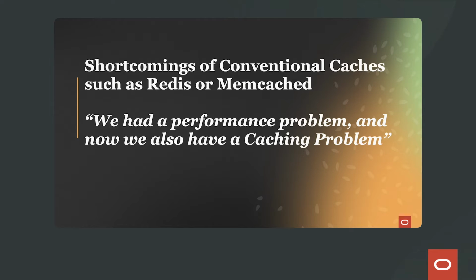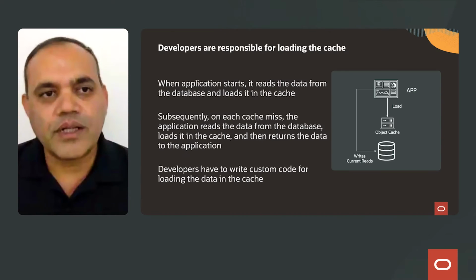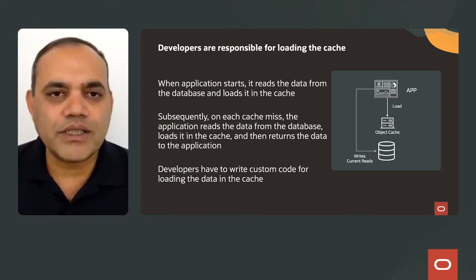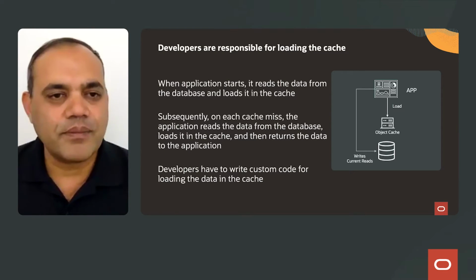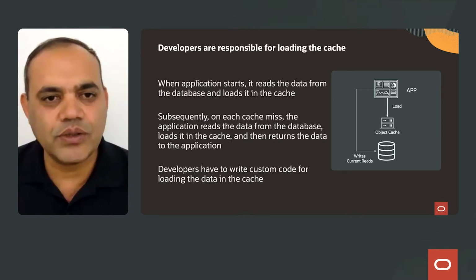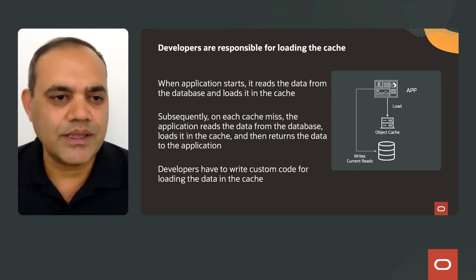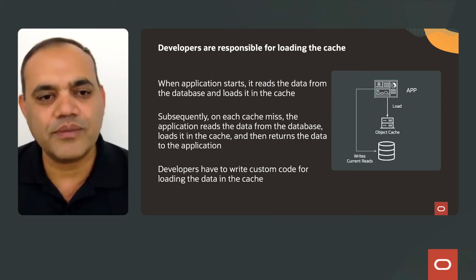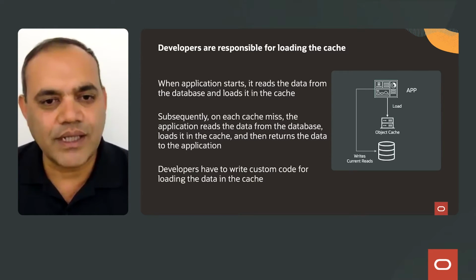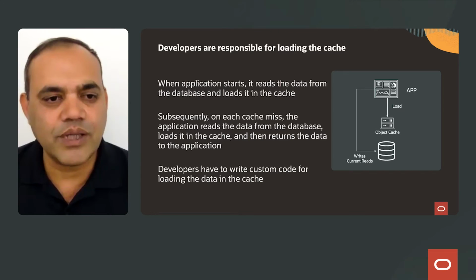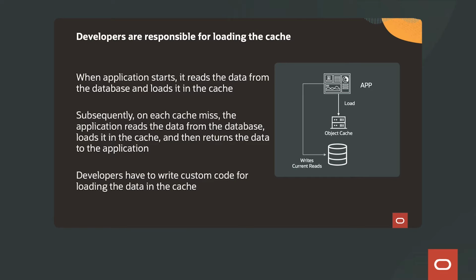Such object caches have various shortcomings, and let's see how TrueCache addresses them. With conventional object caches, developers are responsible for loading the data to the cache. When the application starts, it reads the data from the database and loads it in the cache. Subsequently, on each cache miss, the application reads the data from the database and loads it in the cache and then returns the data to the application. In such scenarios, developers have to write custom code for loading the data in such conventional object caches.